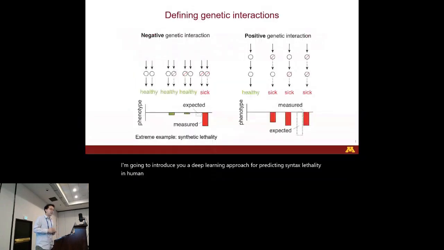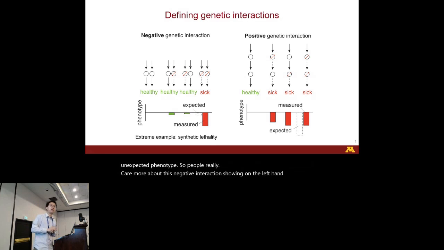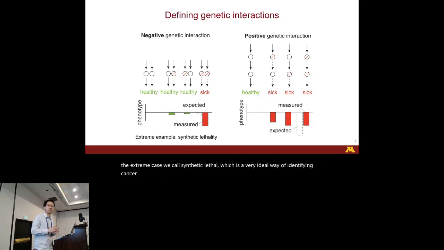Let's start with defining what genetic interaction means. Genetic interaction occurs when mutations in two or more genes combine to generate an unexpected phenotype. People care more about this negative interaction shown on the left-hand side. As an example, in a healthy cell, if you knock out gene A, it's okay. If you knock out gene B, it's doing fine. If you knock out both, it suddenly dies. That's an extreme case we call synthetic lethal, which is a very ideal way of identifying cancer therapeutic targets.